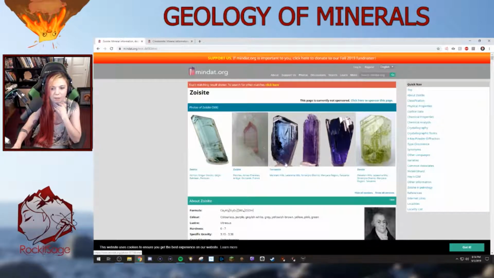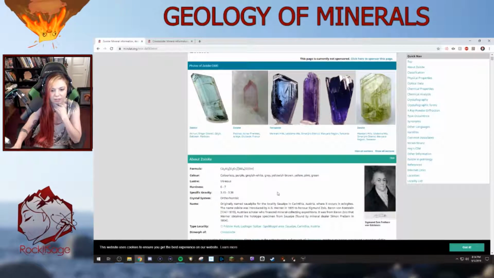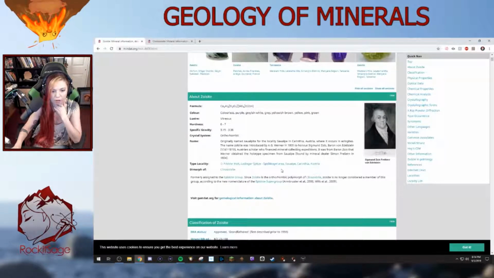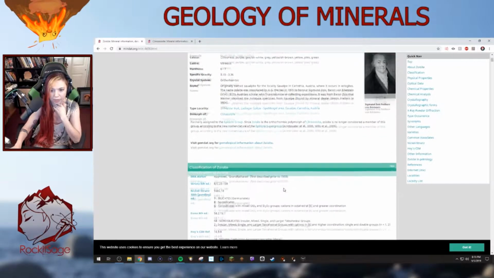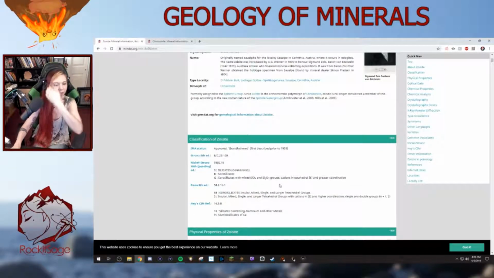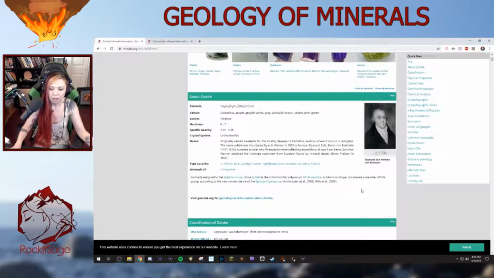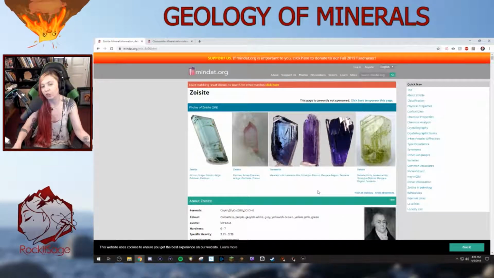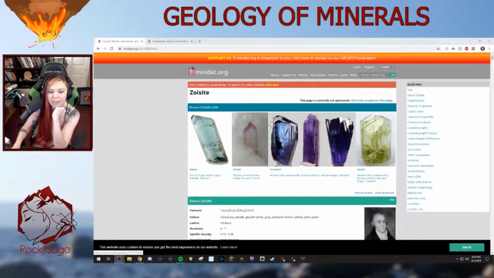Again, it's an orthorhombic mineral. It is in the epidote group, and it's also a dimorph of clinozoisite. It's in the silicates, which is the biggest group of minerals on the Earth's surface, but there's a ton of them. There are a ton of different silicates. I don't know how many off the top of my head. This is the variety of zoisite that's called Tanzanite.